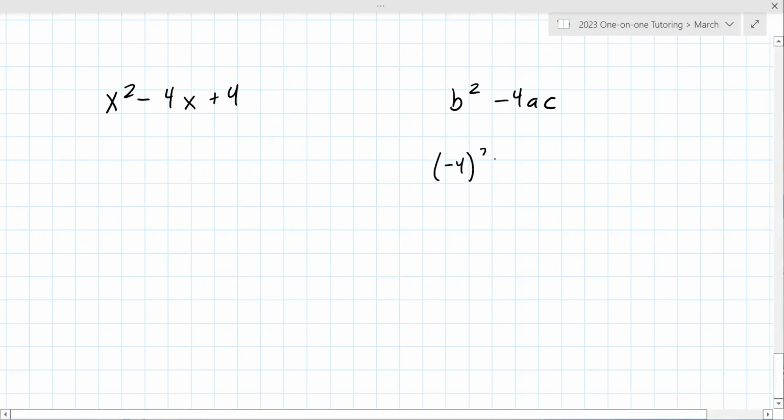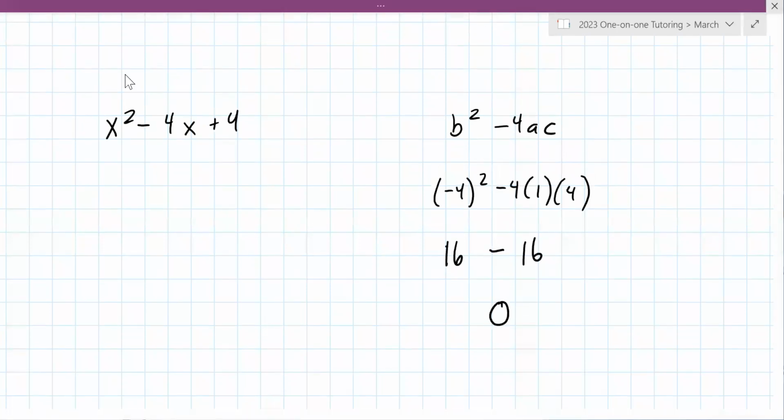-4. Minus 4 squared minus 4 times 1 times 4. Do you have this written down? Yeah. Okay, so let's go through this. Minus 4 squared is 16. Right. And then you multiply 4 times 1 times 4. What is that? 16. 16 minus 16 is 0. I had two negatives there. You wrote negative 16? No, I accidentally had 16 minus 16.